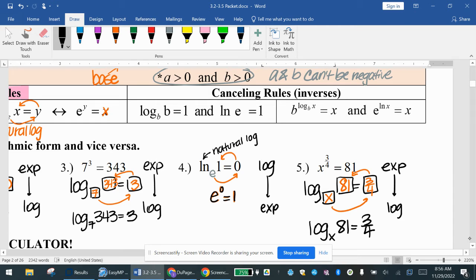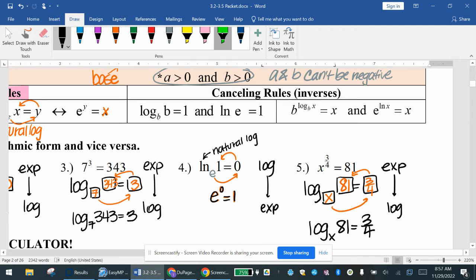Make sure you guys read the directions carefully when you're doing your homework, because if they ask you to convert, they're just asking you to rewrite it. They're not asking you to solve. Okay, so we don't need to find the value of x here. We're just rewriting it from exponential to logarithmic form.